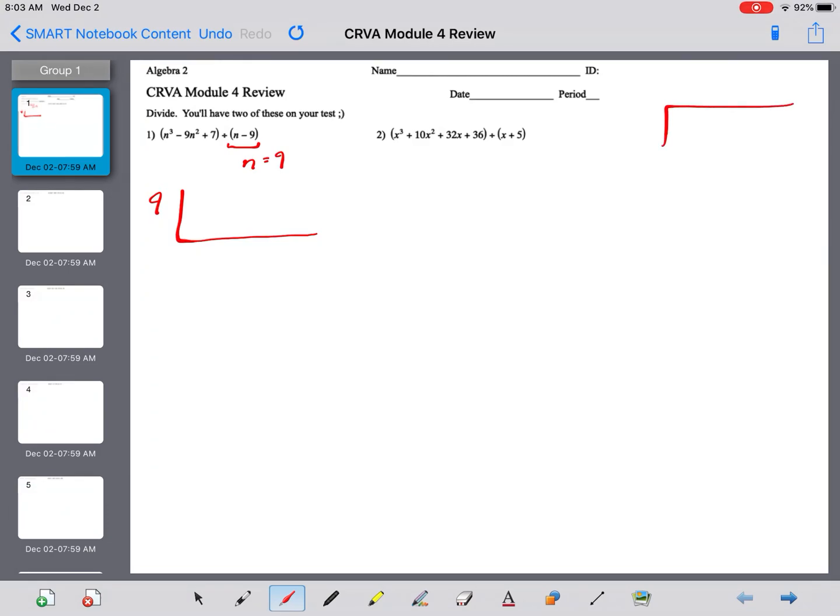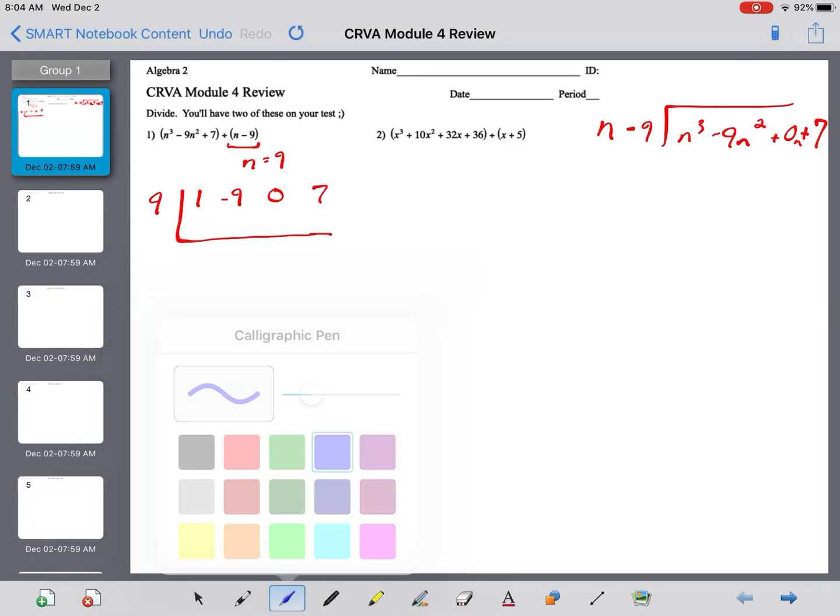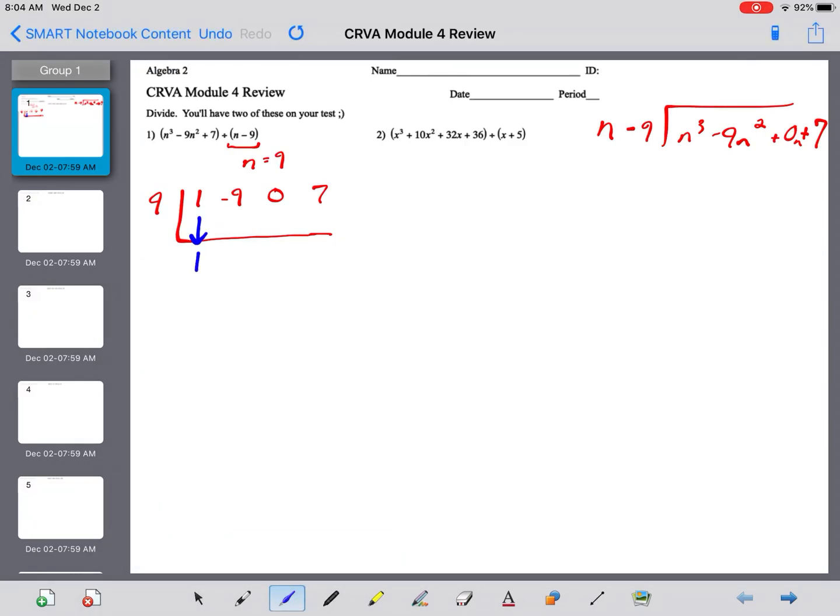If we were doing old school division, n minus 9 would go out in front, and then we'd have our entire polynomial written down. Notice there's a missing term here. There's no n's, so we'd want to put down 0n. In synthetic, we write down our coefficients. 1, negative 9. Again, there's an n term that's missing. It goes n to the third, n to the second. We're missing n to the 1. There's 0, n to the 1s, and then we have our constant. So there's our setup.